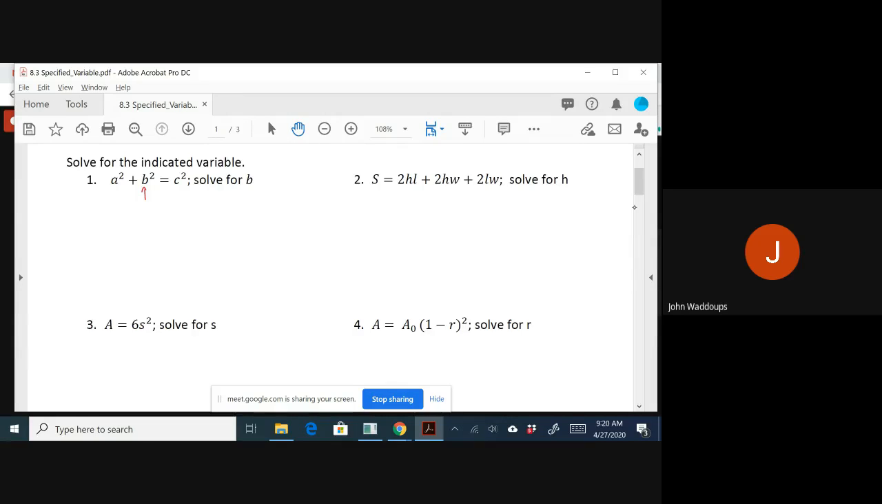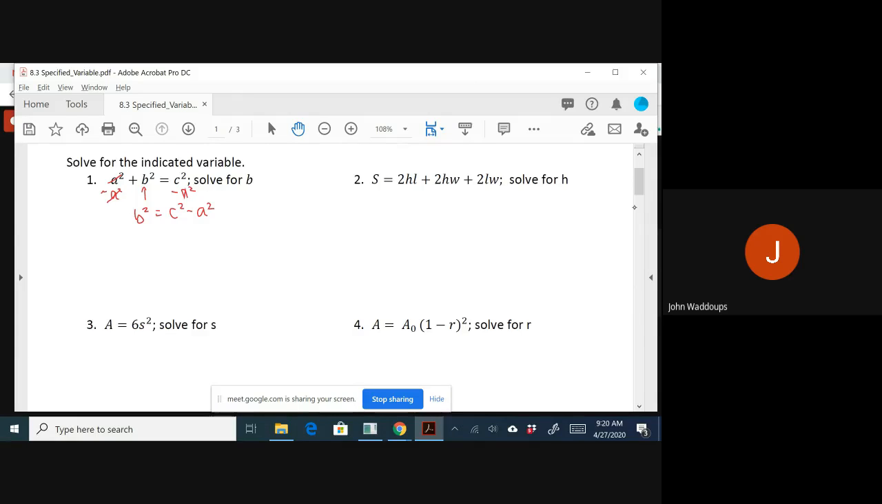So right now on the left-hand side, it's being added to a squared, so the opposite of adding would be subtracting, so subtract a squared from both sides. So that cancels the a squareds, and we're left with b squared equals c squared minus a squared.